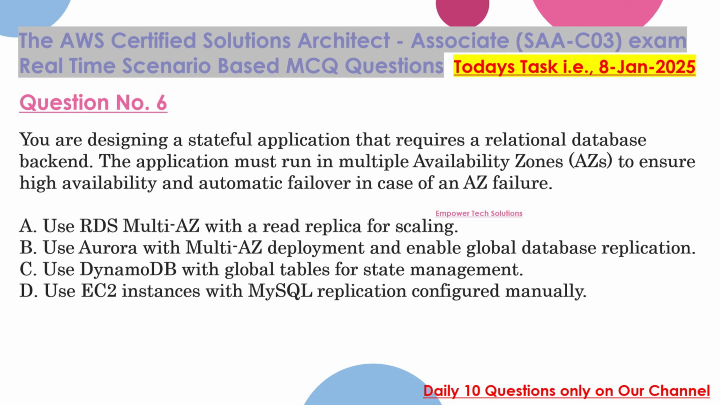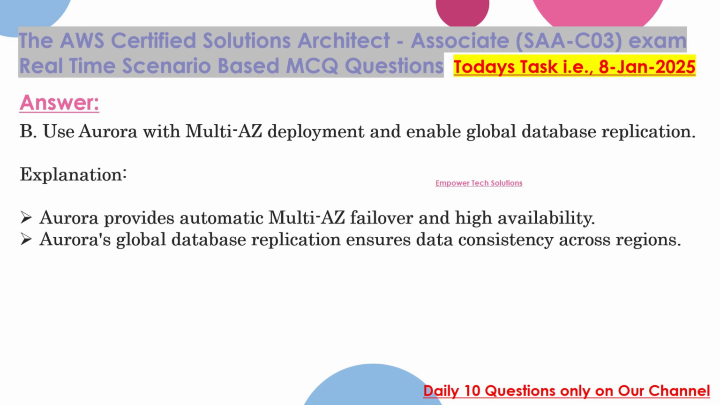B. Use Aurora with Multi-AZ deployment and enable global database replication. C. Use DynamoDB with global tables for state management. D. Use EC2 instances with MySQL replication configured manually. Correct answer: B. Use Aurora with Multi-AZ deployment and enable global database replication.